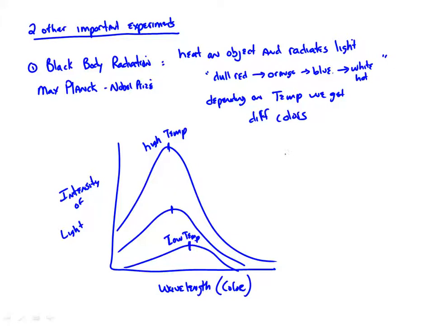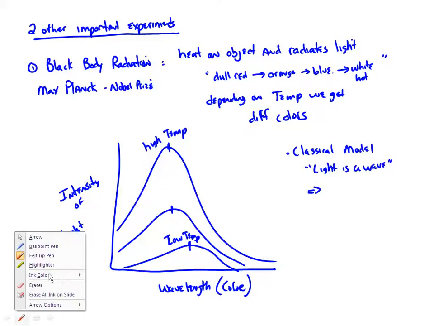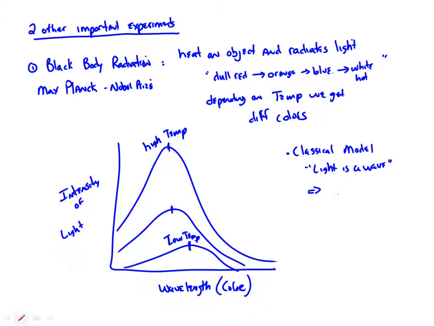And if we take a look at our classical model, which is, light is a wave, what we get is that this predicts a line that looks like, I'm going to switch colors here, red. So the model goes like this. So here's my classical model.